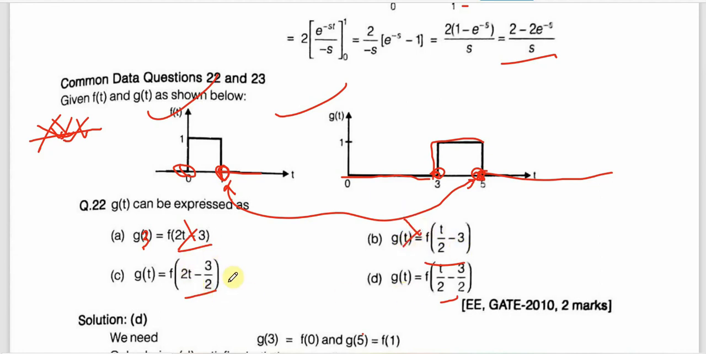This is also 3 to 6 coming, fraction, not correct. If g of 3, you will put 3 by 2 minus 3 by 2, then f of 0, g of 3, f of 0. So likewise it is correct. These types of problem we have to solve by hit and trial, or by checking the options.